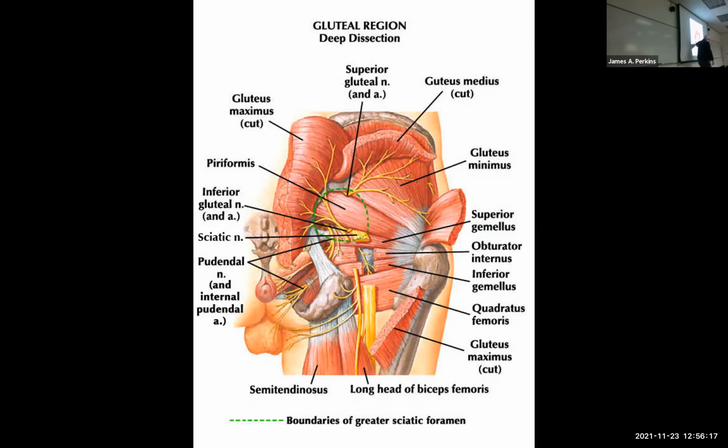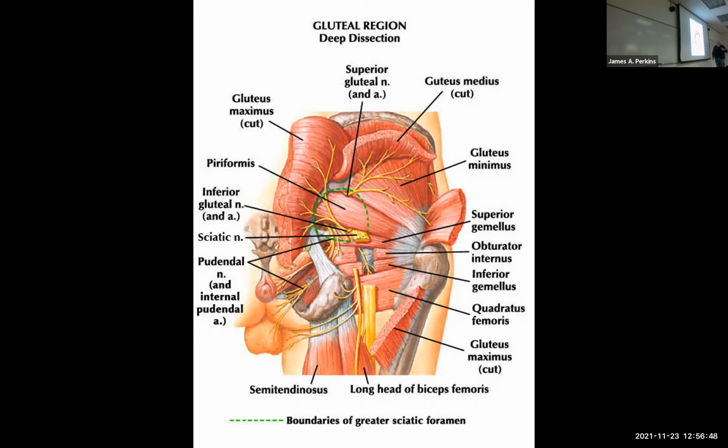And you'll all be happy to know that you don't have to memorize innervation for any of these little muscles, because each one is innervated by its own little nerve coming off of the lumbosacral plexus. So there is a nerve to the piriformis and a nerve to the obturator internus. But that's all you need to know in terms of innervation for those little muscles. They all have their own separate little nerve.